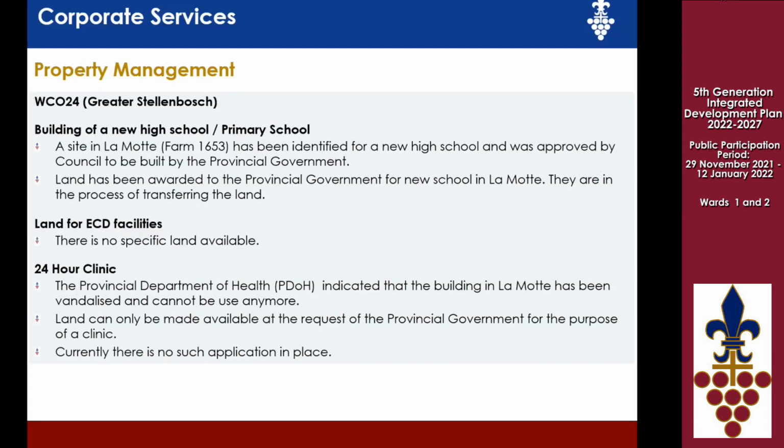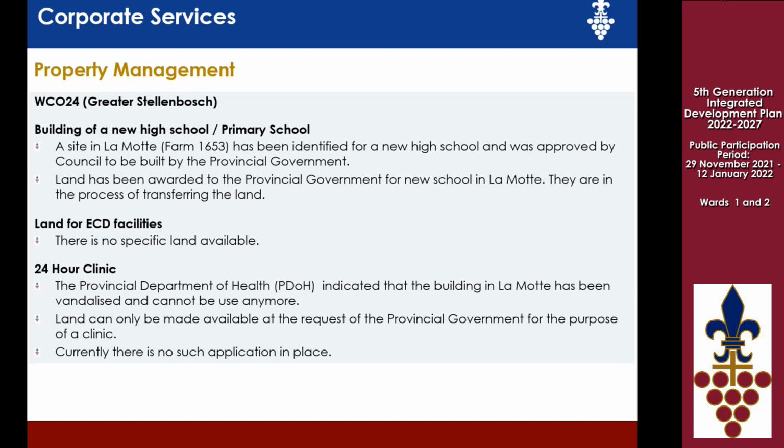Then looking at the portfolio of corporate services, property management, the first portion, Greater Stellenbosch, building of a new high school or a primary school. A site in Lamotte, Farm 1653, has been identified for a new high school and was approved by council to be built by the provincial government. Land has been awarded to the provincial government for the new school in Lamotte, and they are in the process of transferring the land to them.